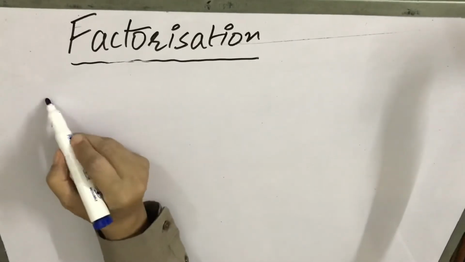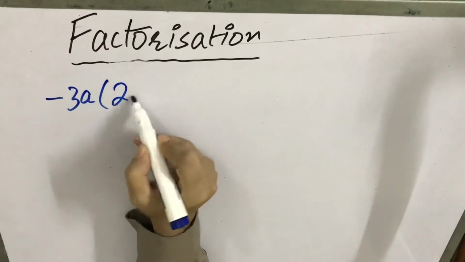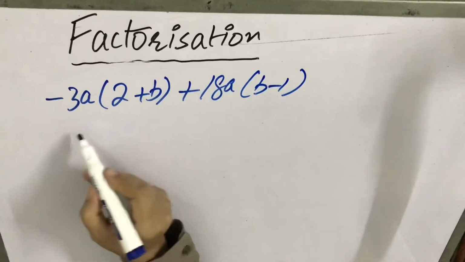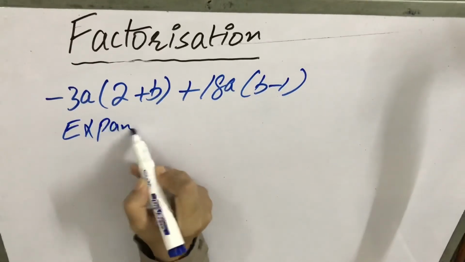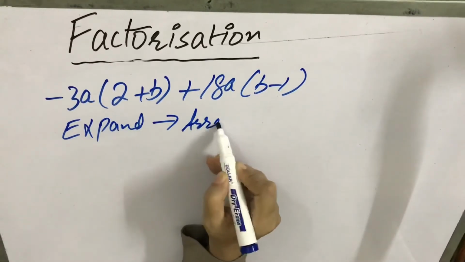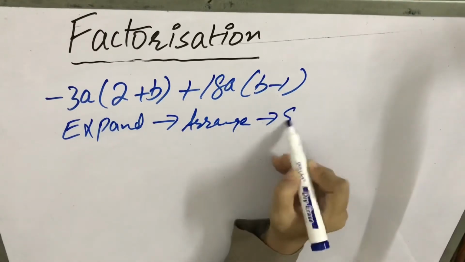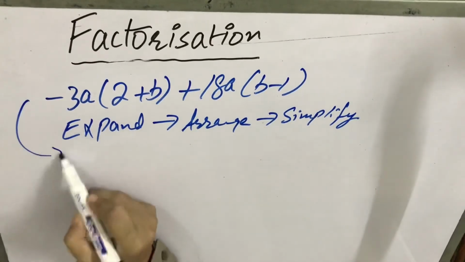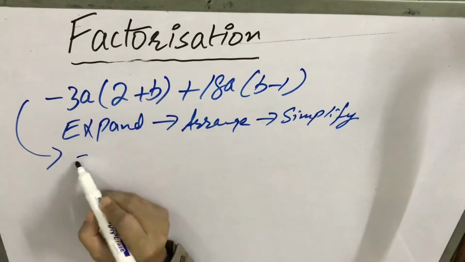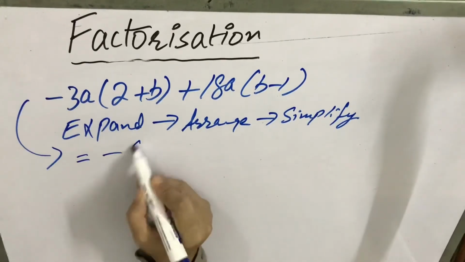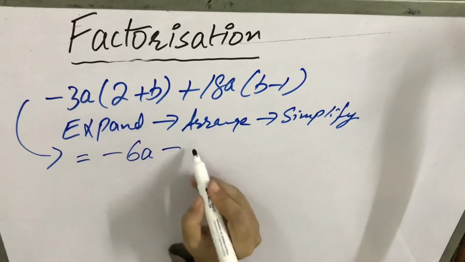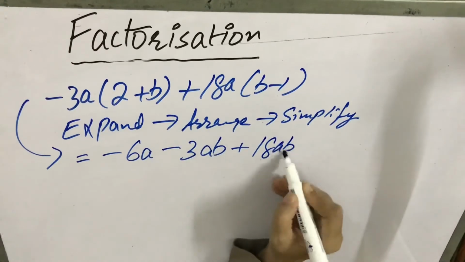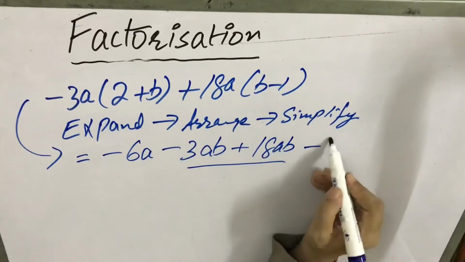The next example is minus 3a bracket 2 plus b plus 18a bracket b minus 1. First we shall expand it, then we shall arrange it, then we shall simplify it. After that we will do the factorization. Okay, for expansion we shall multiply. Minus 3 2s are minus 6a, minus 3ab, plus 18ab, minus 18a. You can see you have like terms.